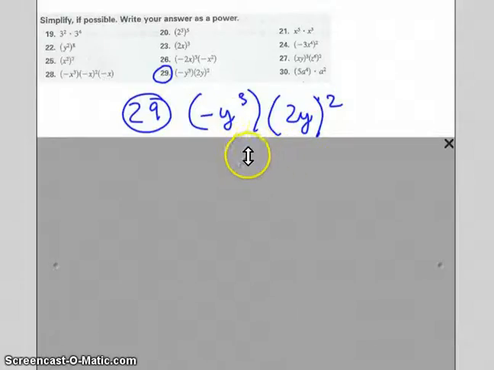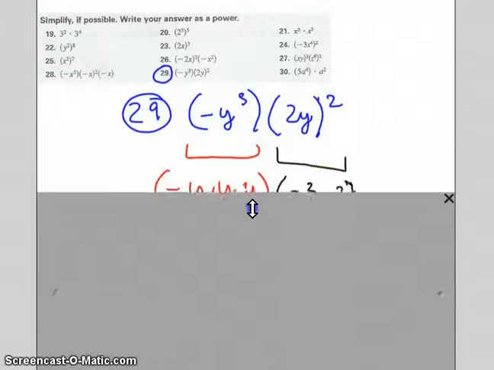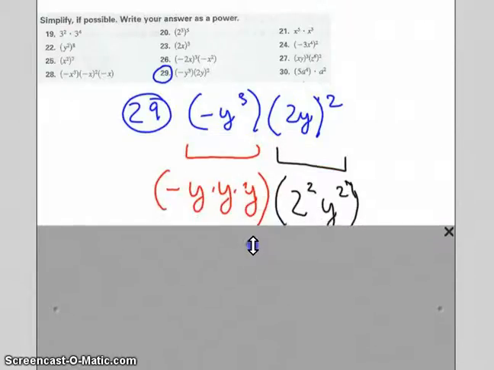It might make more sense to expand it out at this point, just so that you can see everything you have. The left side, which I've done in red, is negative y times y times y. Do remember, please, that the exponent 3 only goes to the y. It's not next to the negative. So I've got 3 sets of y, but each of those are positive. But I do have that negative that I was originally given.